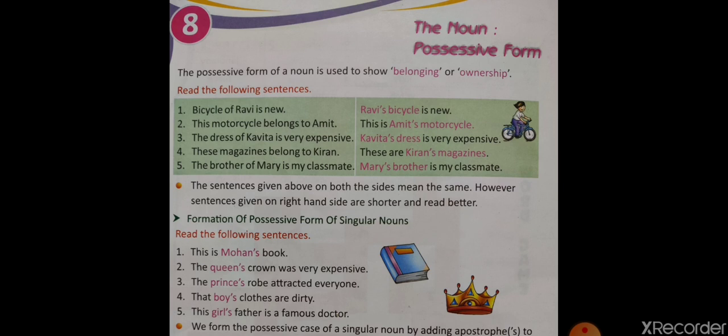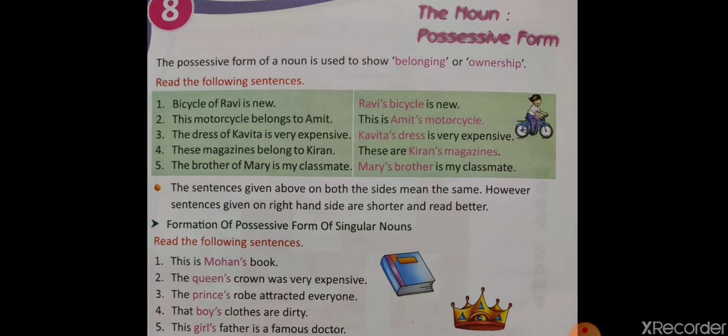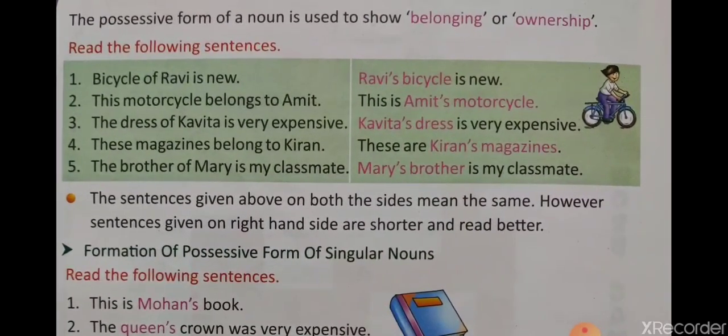For example, I want to tell you that this book is mine. I want to tell you that this book belongs to me, and I am the owner of this book. I have purchased this book. So I can write in such a way that it will clearly show that this book belongs to me. For example, they are writing bicycle of Ravi is new. If we convert this sentence into Hindi, we understand that Ravi की साइकिल नई है, right?